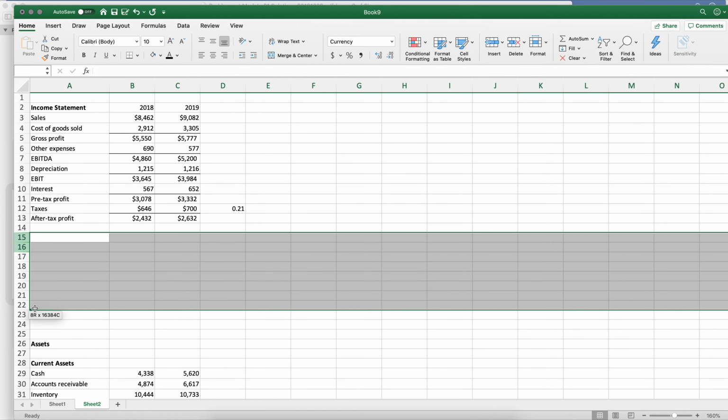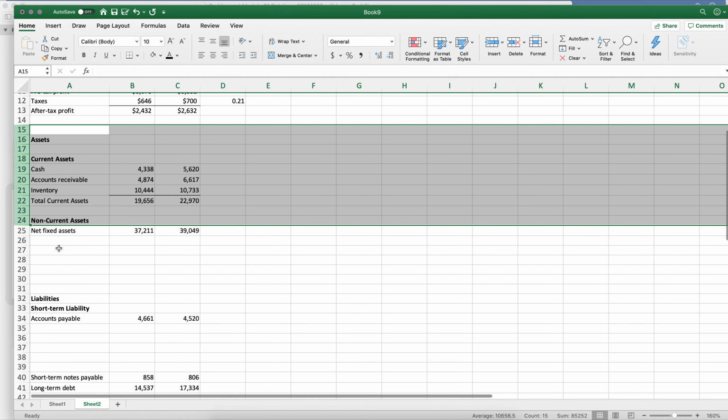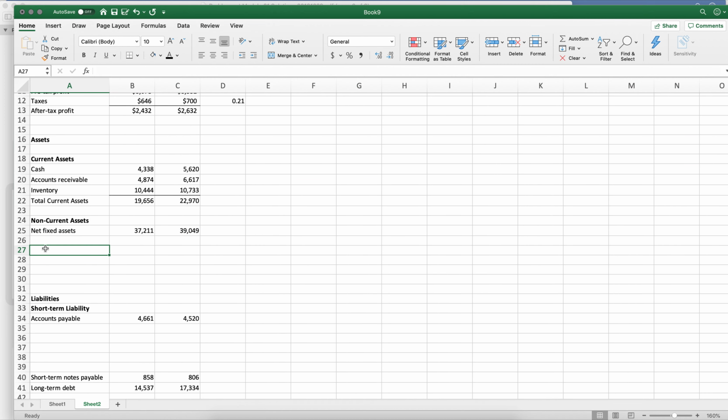Okay, let's move on to the balance sheet. Okay, so we have current assets and non-current assets. Those are the only assets that we have. Hold on. Total assets.